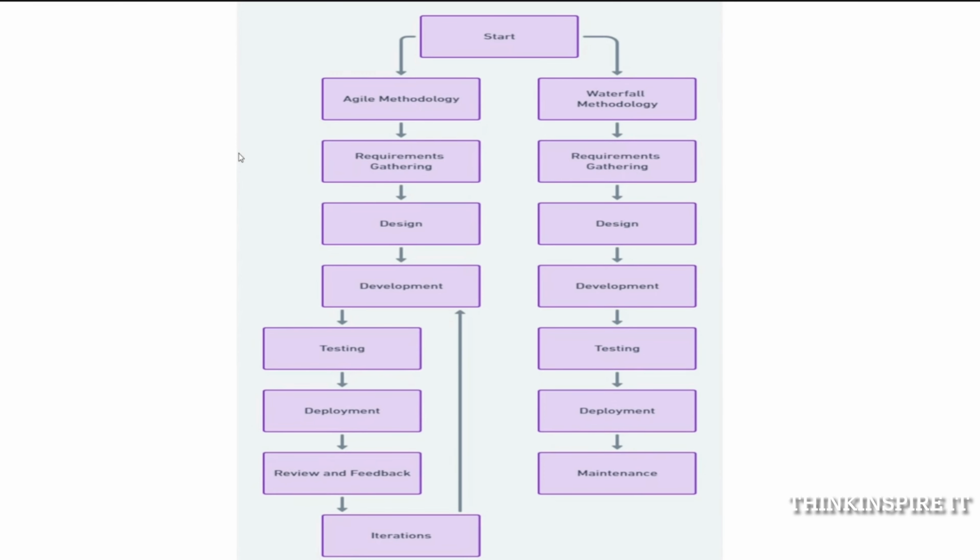In the second phase, and in the third, development will be happening. In the fourth, testing will be happening. Next after testing they will go for deployment. So in this waterfall it follows a sequential pattern, meaning once the development is done then only they will go for testing. Once this testing is done then only they will go for deployment.